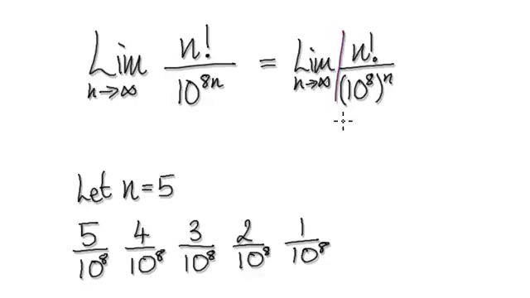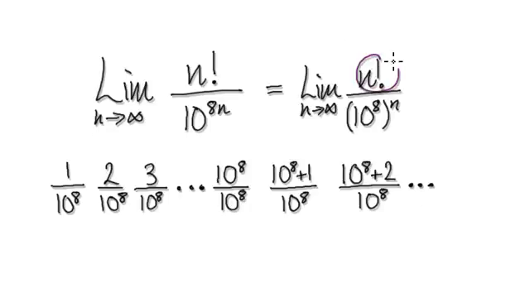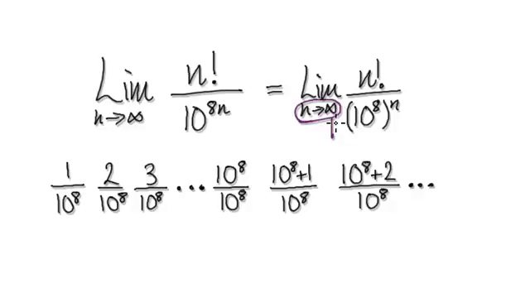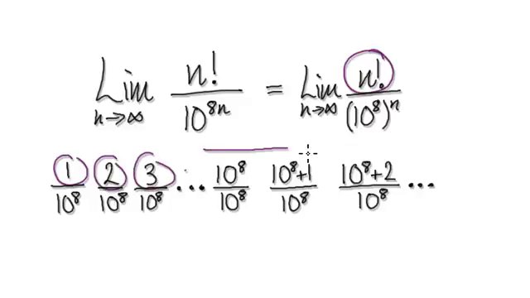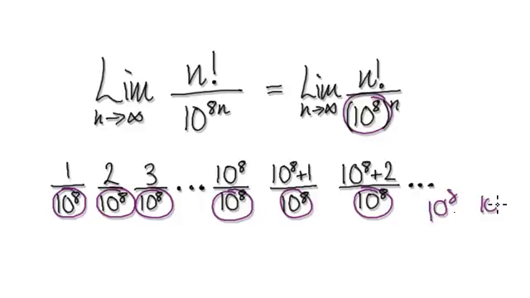So in the general case for n, the sequence will look like this. N factorial is going to be 1 times 2 times 3 and so on all the way to infinity. Don't forget, n gets larger and larger all the way to infinity. So up here, n factorial means 1 times 2 times 3 times 4 times 5 all the way to infinity. And what's at the bottom is really 10 to the power of 8, and it stays the same all the time.